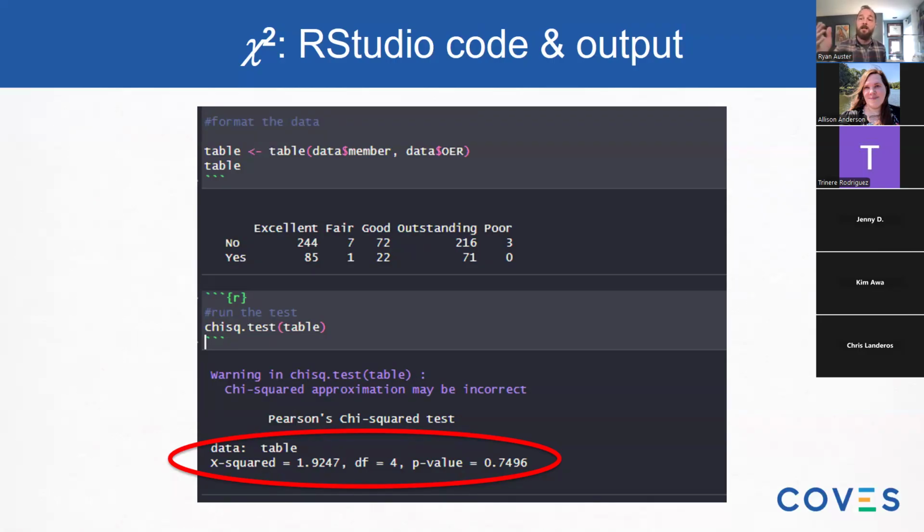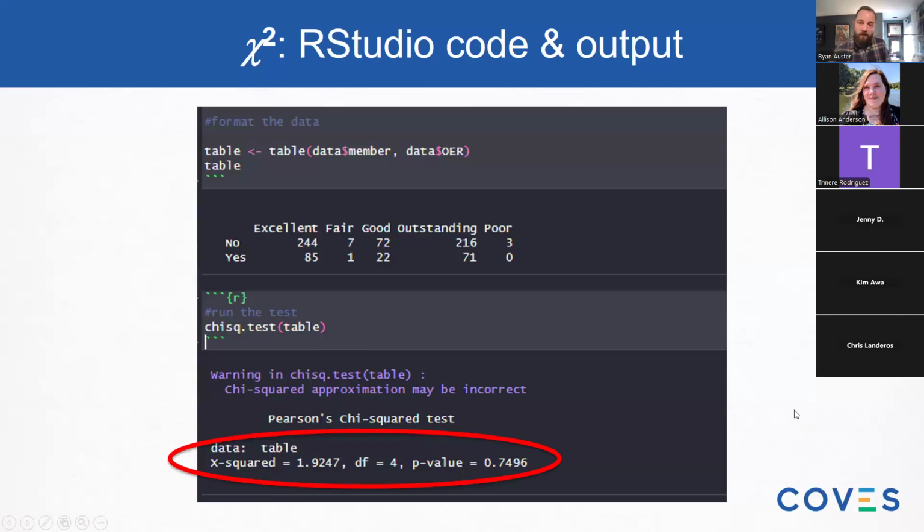Same sample of data. It's important to note that different software might give you slightly different numbers, but the results should be the same. As I mentioned earlier, chi-square can be susceptible to low cell counts. If you look at the unordered excellent, fair, good, outstanding, poor, right, which is not our OER scale in that order, but the column for poor shows counts of 3 and 0. The column for fair shows 7 and 1. So 3 of those many cells are less than 5, which is why you get this warning right here that says chi-squared approximation may be incorrect.